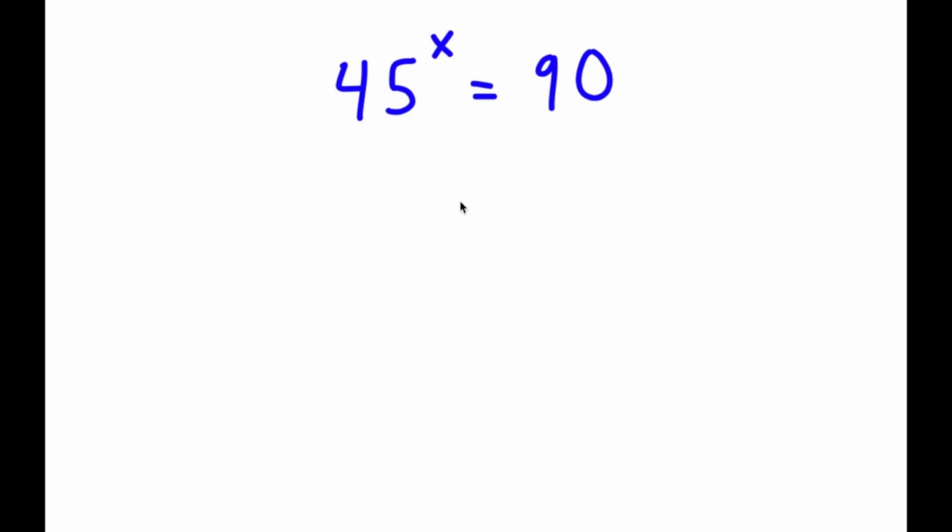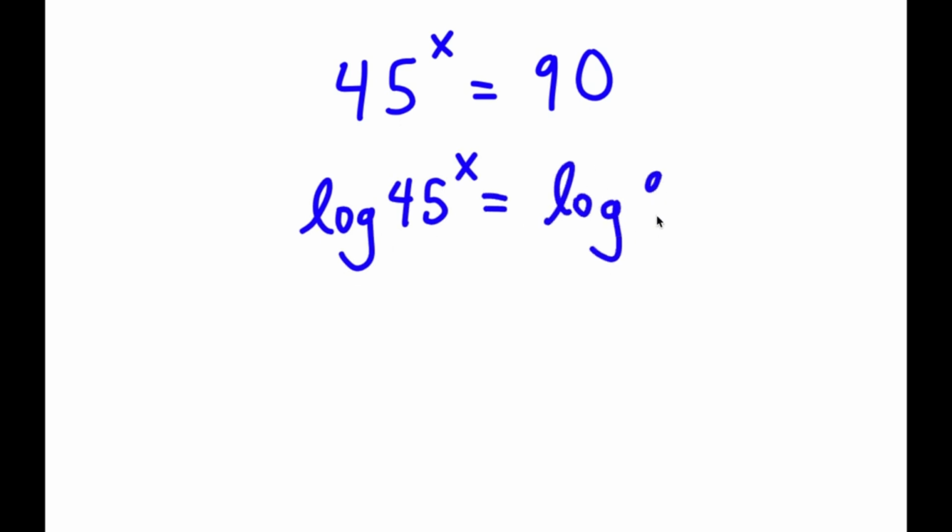Alright, so in this problem, I have 45 to the power of x is equal to 90. So to solve this, I'm going to first start by taking the log on both sides. So now I have log 45 to the power of x is equal to log 90.